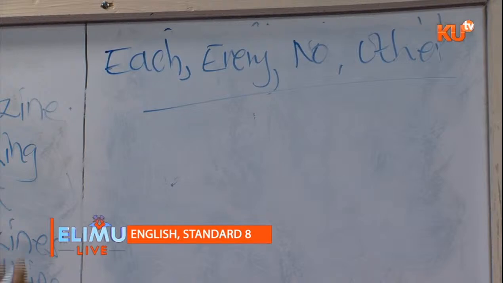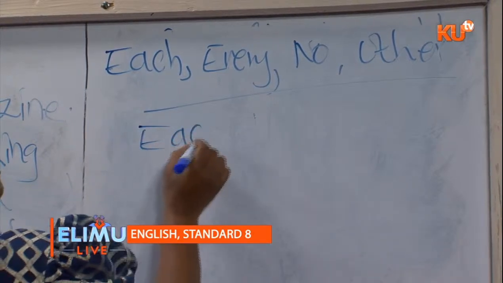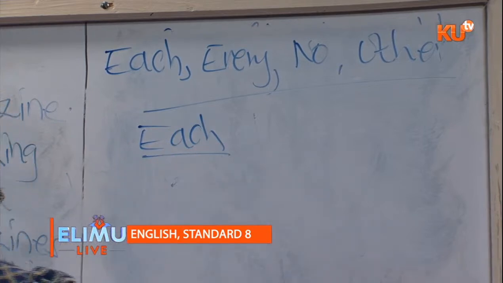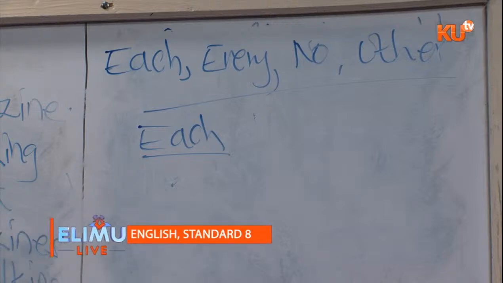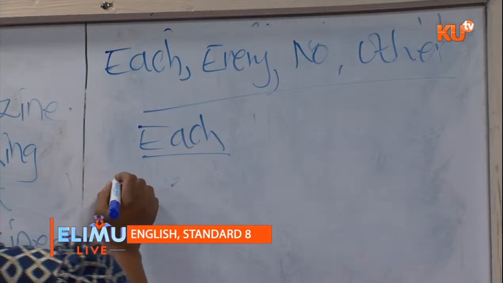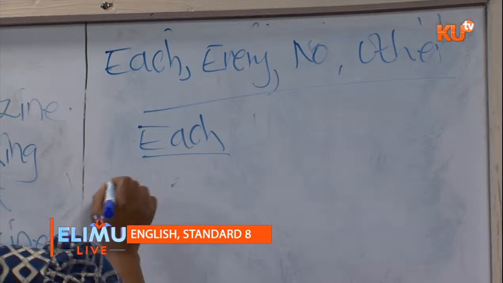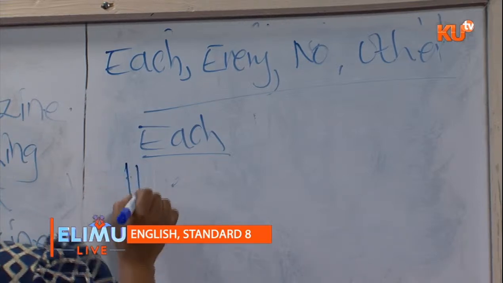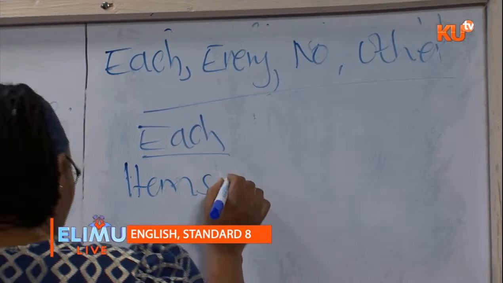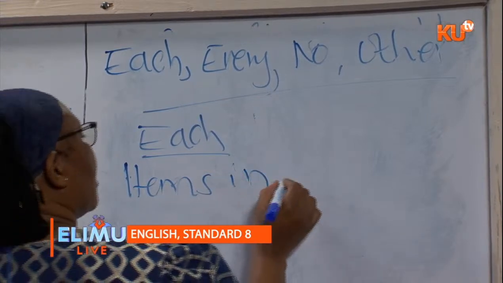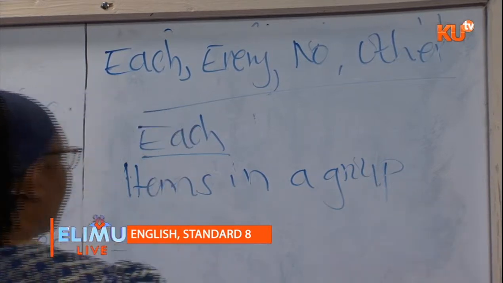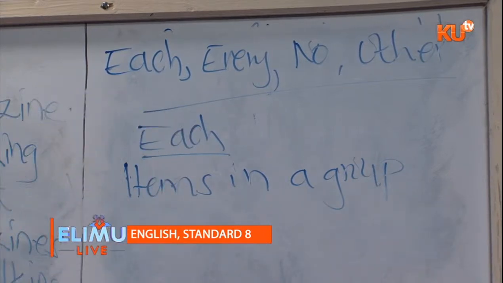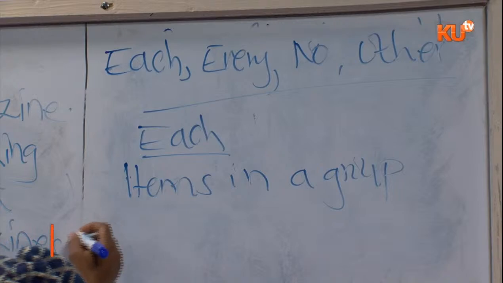Okay, so we start with determiner each. Determiner each is used to refer to items in a group. So you use the word each to refer to items in a group, but these items are considered individually.